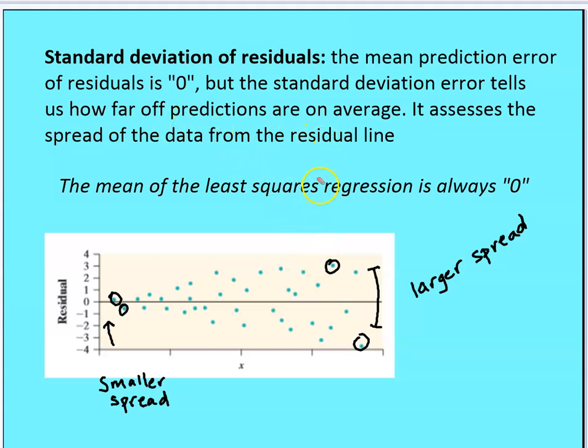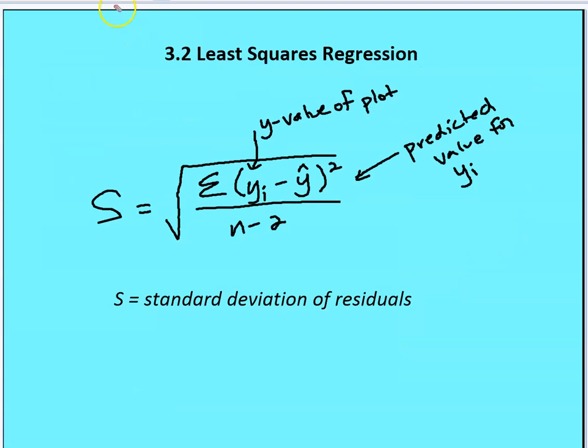The greater the standard deviation, then the less sure we're going to be about a given predictive value, and also we're going to have to make accommodations for that predictive value. Okay, so the standard deviation of residuals is calculated by taking that y value for each plot, subtracting it from the predicted value, right, the residual, squaring it, and then dividing by n minus 2. And then taking the square root of that value.